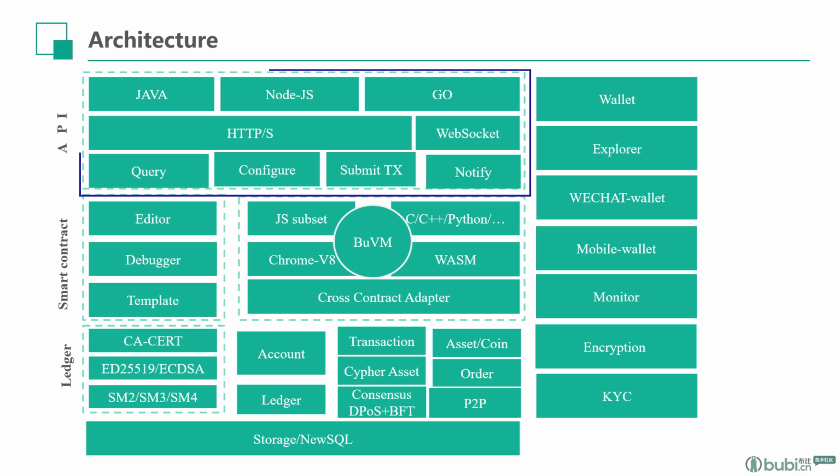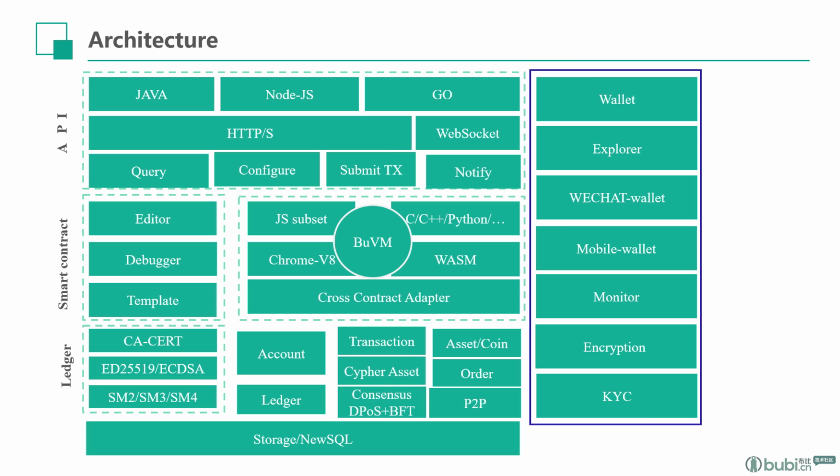There are two protocols for the BuChain API: the easy-to-develop HTTP protocol and the efficient WebSocket protocol. Based on the WebSocket protocol, developers can subscribe to receive information about new blocks and transactions. Regarding the application of BuChain, we have developed a GUI wallet, blockchain browser, monitoring platform, and cross-platform encryption components.